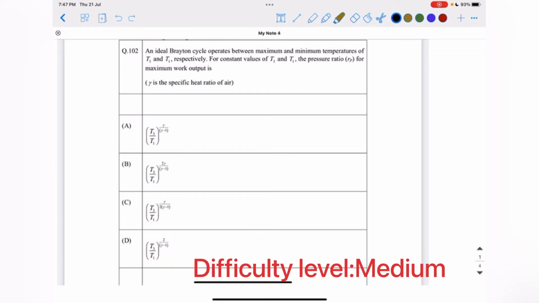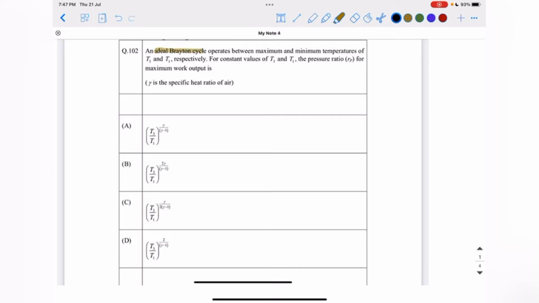So we have an ideal Brayton cycle operating between T3 and T1, where T3 is the maximum temperature and T1 is the minimum temperature. It is given that T3 and T1 are constant, means they are fixed. So I have to find the pressure ratio for which we can have maximum work output. In this question, first we need to find work output. Then we will find the pressure ratio for which we can get maximum work output.